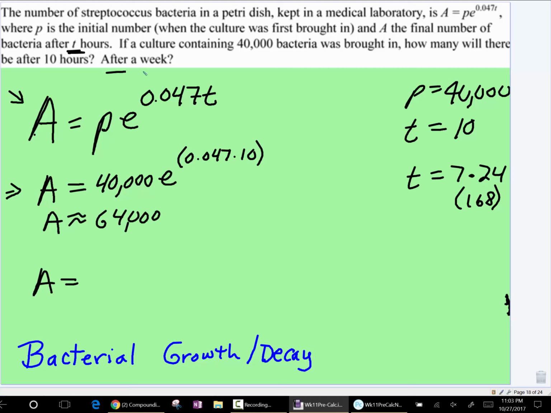Well, now we have to do it after a week. Well, a week is 7 days, and there are 24 hours each day. And remember, because the T is in hours, we have to convert the week to hours. So 7 times 24 is 168. So now instead of 10, we're going to put 168. So 40,000, that was the initial, times, oh, I'm silly. I left off the E. Times e to the 0.047 times 168. All right, we're going to type that into the calculator.